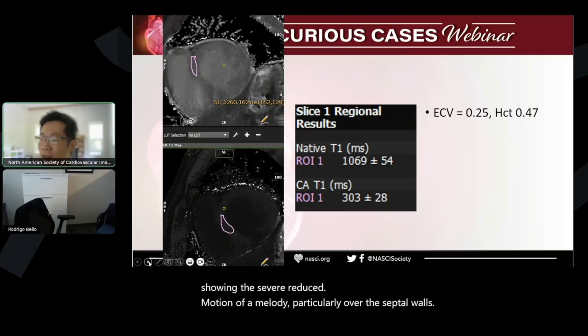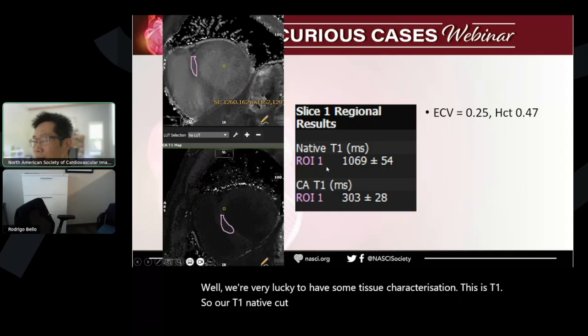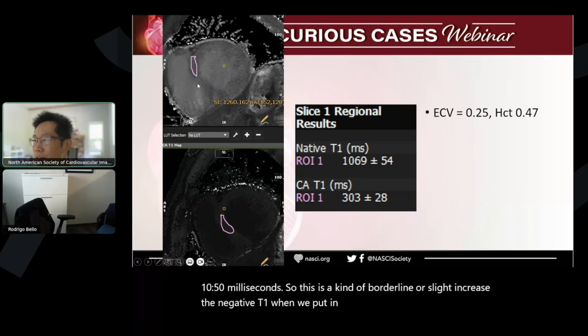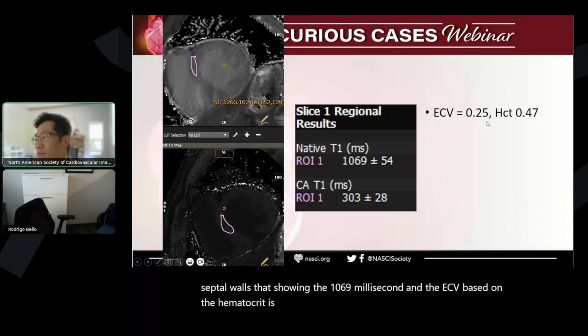We're very lucky to have some tissue characterization. This is T1. Our native T1 cutoff in our MR setting is actually around 1050 milliseconds. So this is borderline or a slight increase of native T1 when we put a region of interest in the septal wall, showing 1069 milliseconds. The ECV, based on the hematocrit of 0.47, is 25%, which is normal.